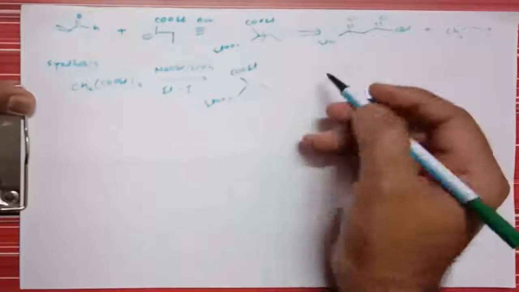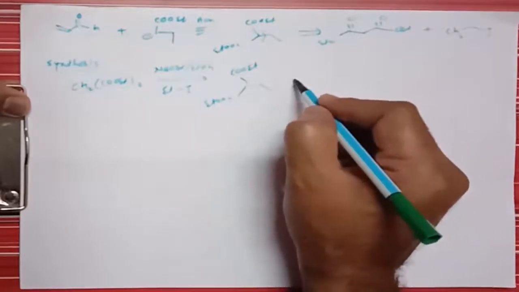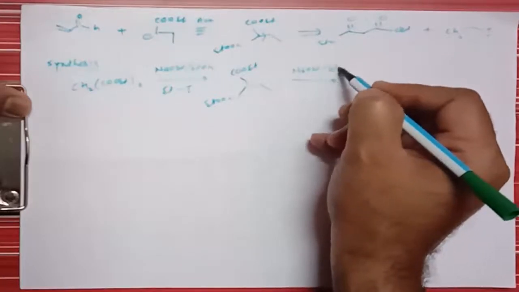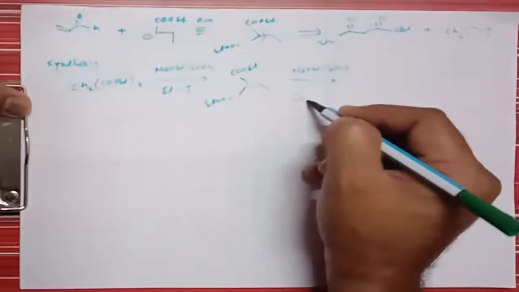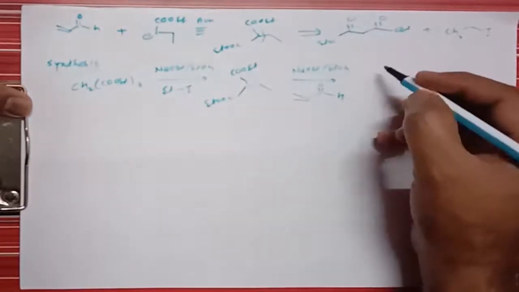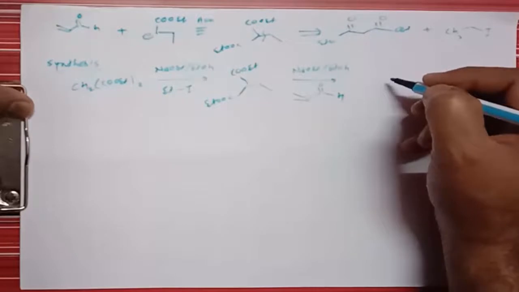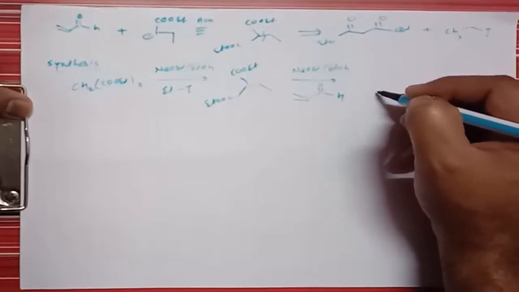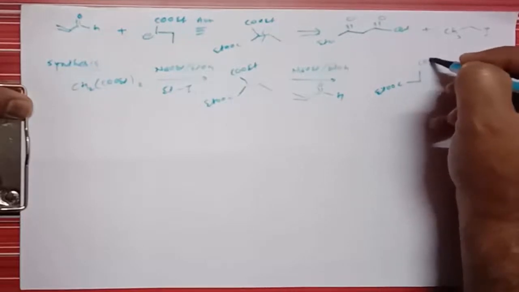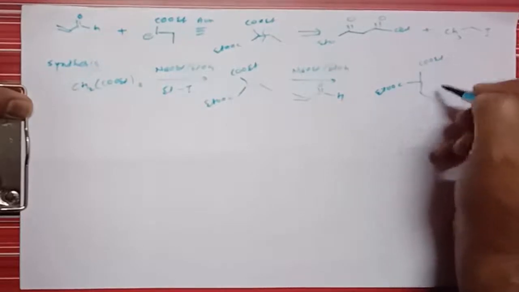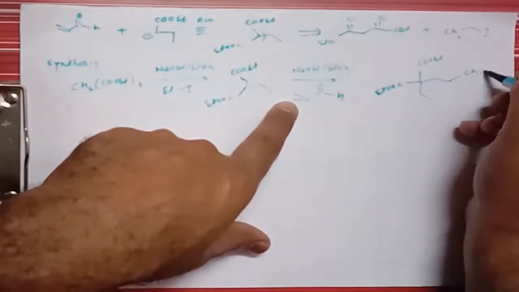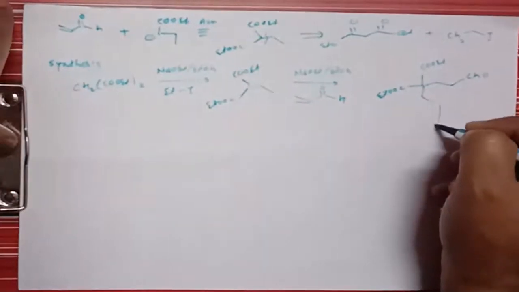COOEt, CH2, CH3, right? And then we can treat this molecule again with a base, that is sodium ethoxide in the presence of ethanol, and treat this with acryl aldehyde. So what does it give? It gives the formation of the molecule, that is COOEt, CH2, then COOEt, here is CH2, CH3, and then CH2, CH2, CHO, that is the aldehyde. Now we can hydrolyze this molecule.